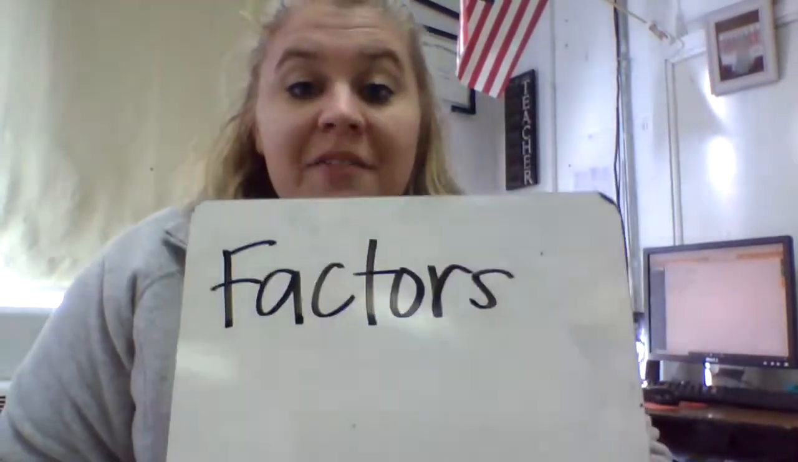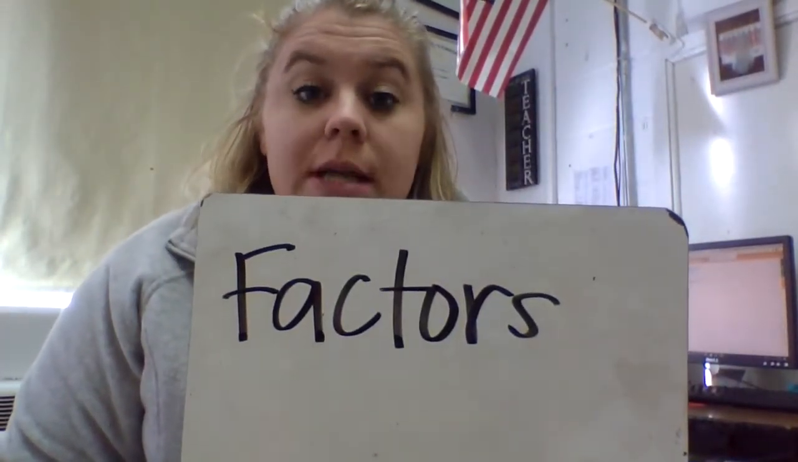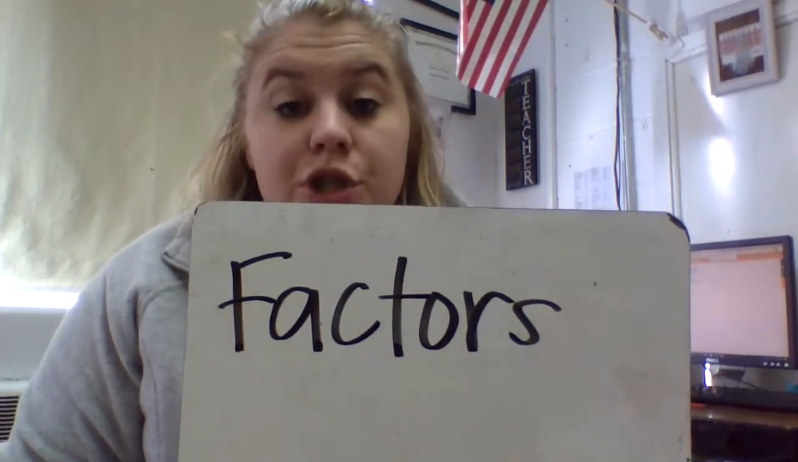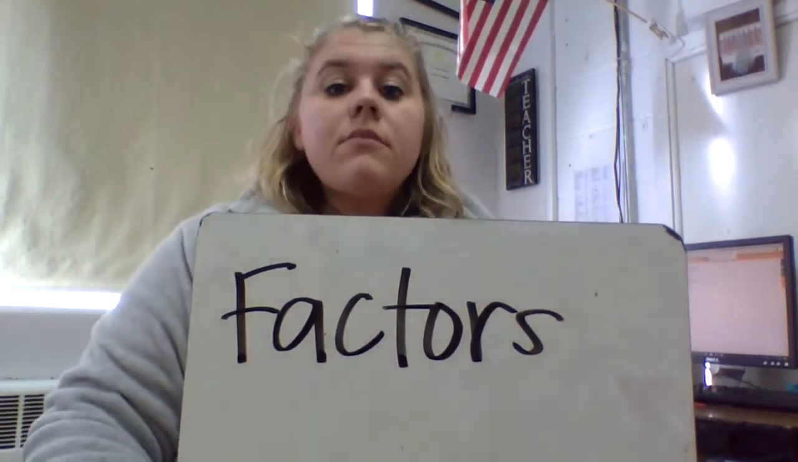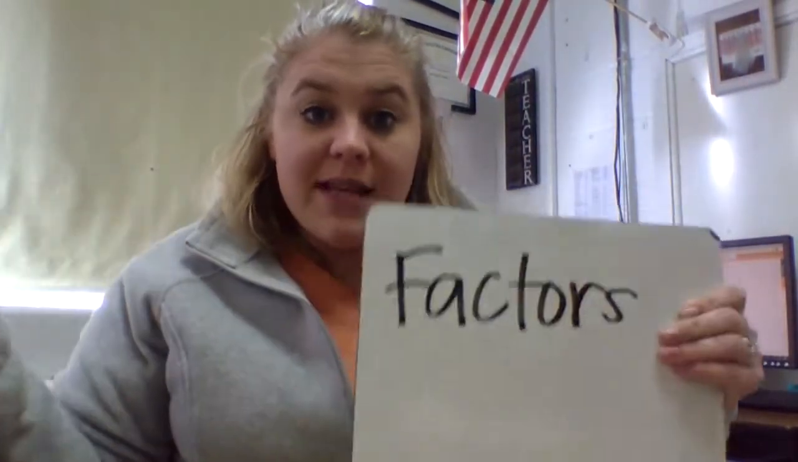Today, we are talking about factors. I'm going to write it so you can see what the word looks like written out. A lot of times factors and multiples go together, but they're not the same thing. They're kind of like cousins. They work together, but they're not the same thing. They're in the same family, but they're not the same thing.